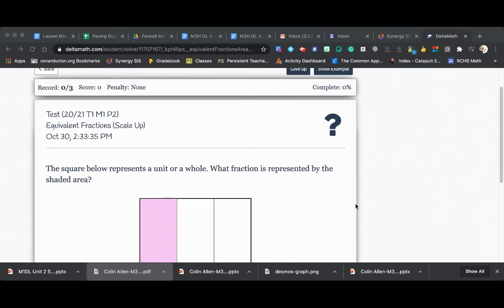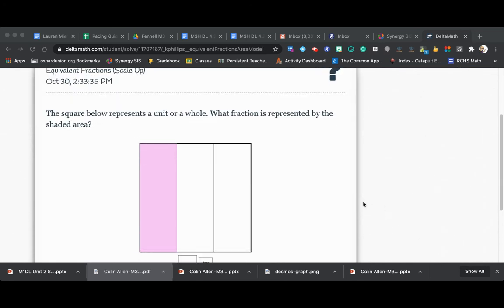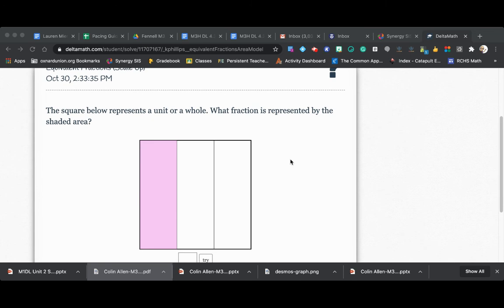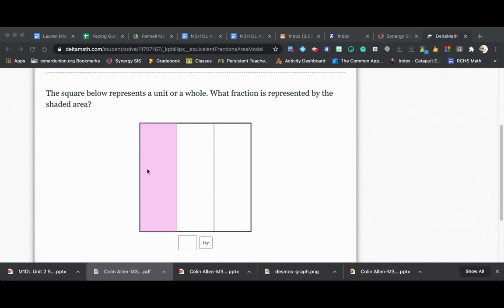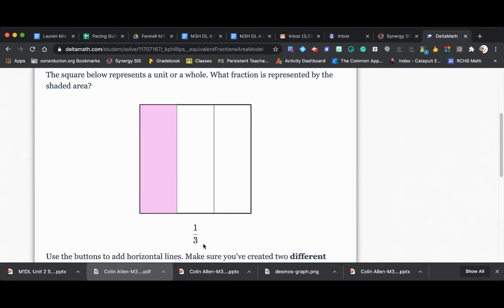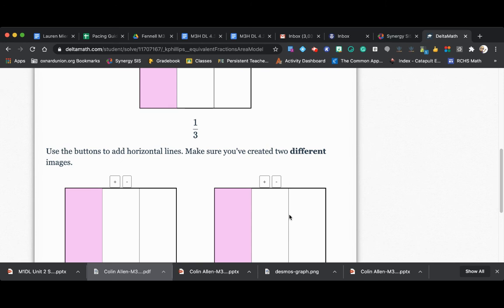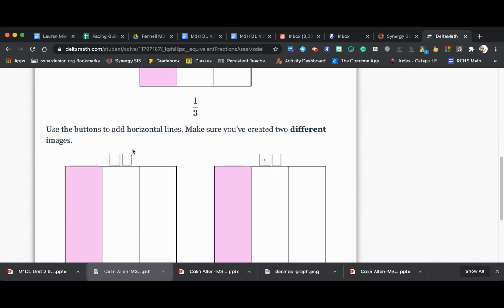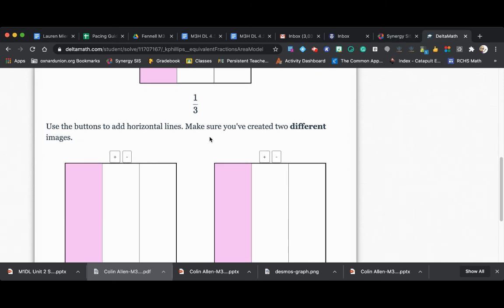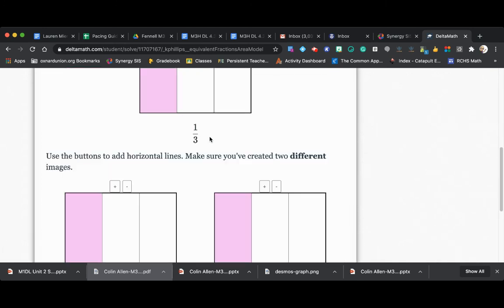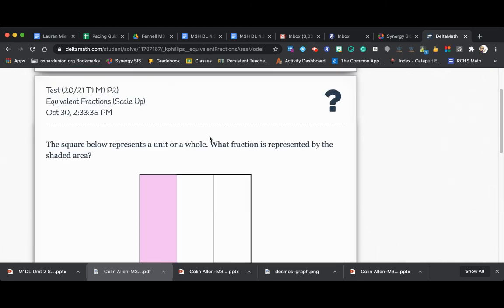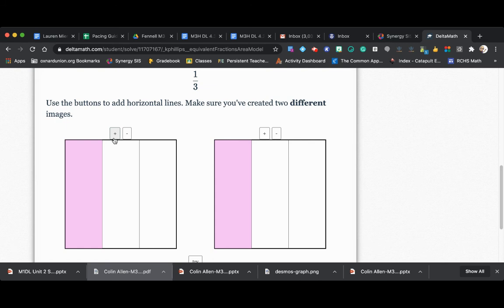All right, so for this one, it's asking you what fraction is represented by the shaded area. So we have 1 shaded out of 3 total. So this should be 1/3. Okay, and then they want us to use these buttons to add horizontal lines to make sure we've created 2 different images. Okay, so we're creating equivalent fractions here, right?